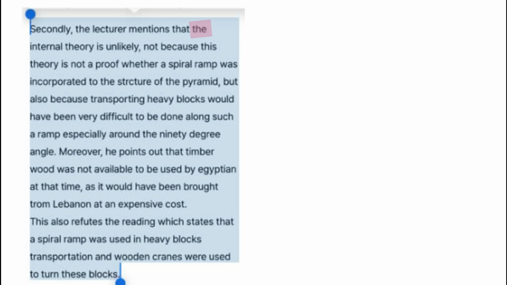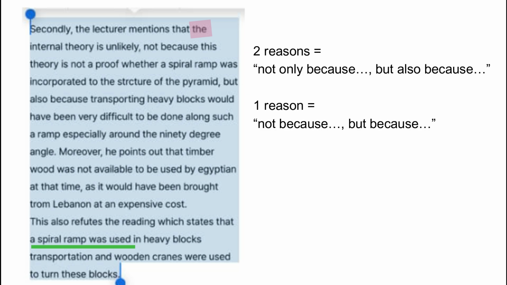The internal theory is that a spiral ramp must have been used inside of the pyramid, where wooden cranes were used to transport heavy stone blocks. With this understanding, let's go back to the beginning of the paragraph. The first sentence is ambiguous. Is this a not only because, but also because structure, where 2 reasons are mentioned, or a not because, but because structure, where 1 reason is mentioned? Whichever it is, the whole sentence does not help us understand why the internal theory is unlikely.